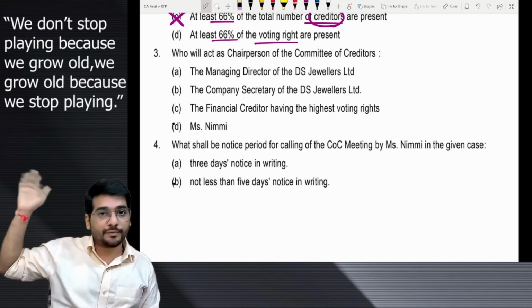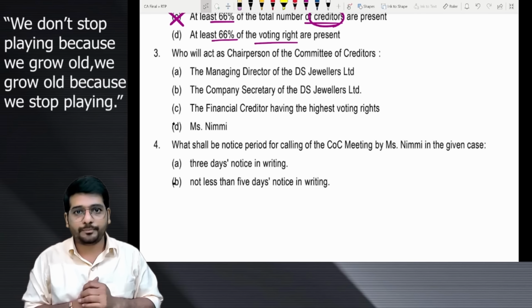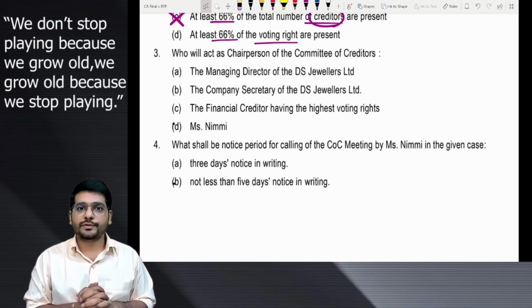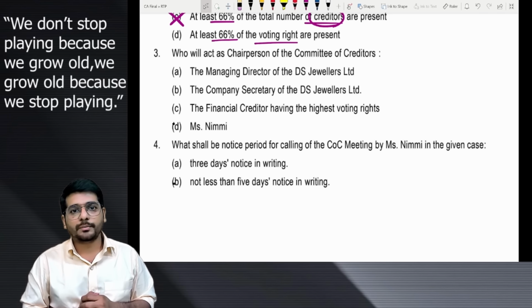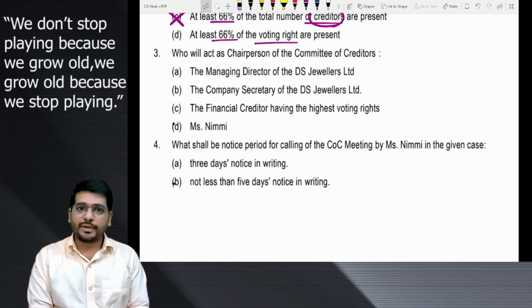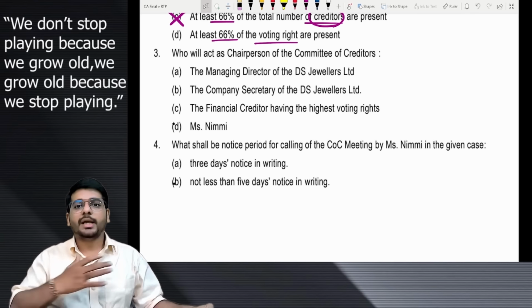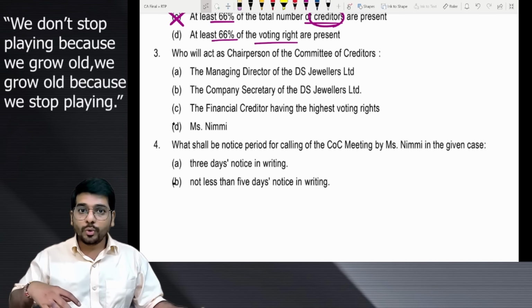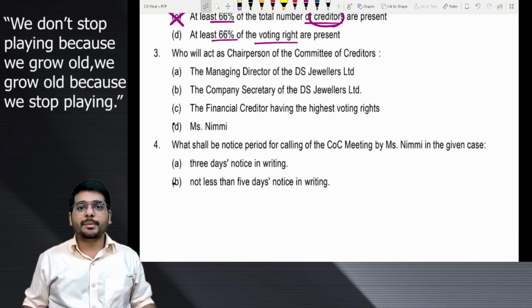The suspended board of directors may also be invited. If they want to come, they can attend. They cannot vote, but they can attend the meeting of the COC. Shareholders, of course, we are not calling any shareholders over here, right? So now you understand who all are there. Board of directors are there, committee of creditors are there, that is all the members from the committee are there, and the RP is there who made this committee and invited this committee for a meeting, right?